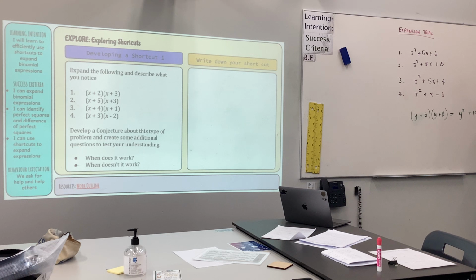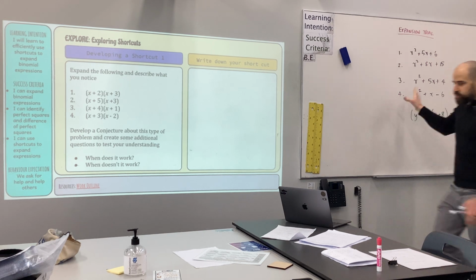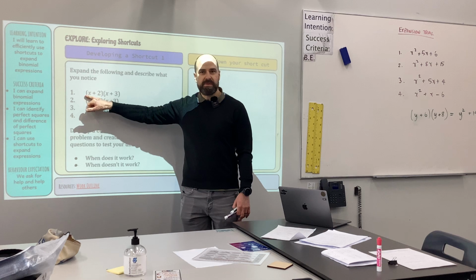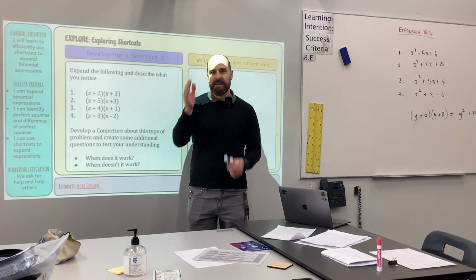Notice it wasn't just 2 plus 3 to get the middle term anymore. Great shortcut. I've got to recognise x is by itself, and it's the same letter. Question, Jack?